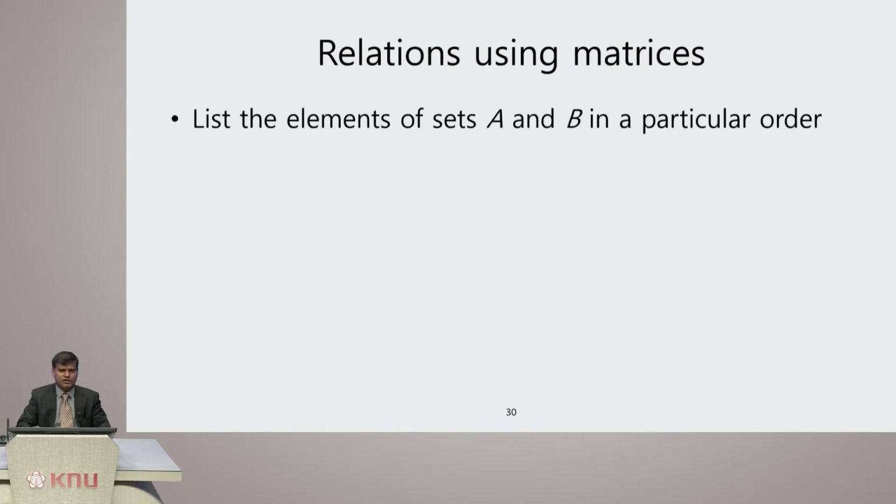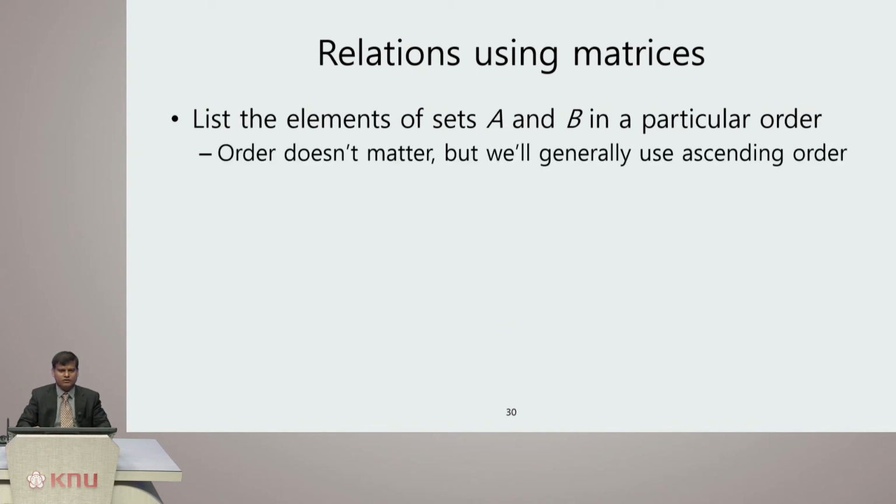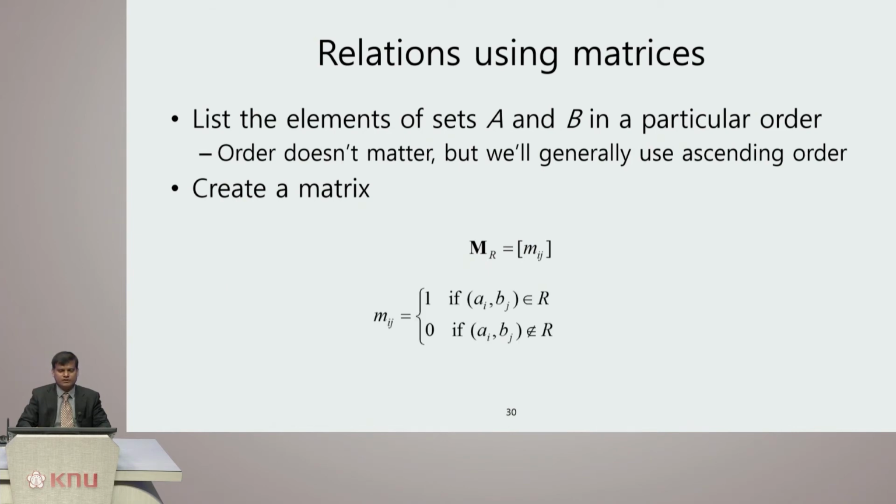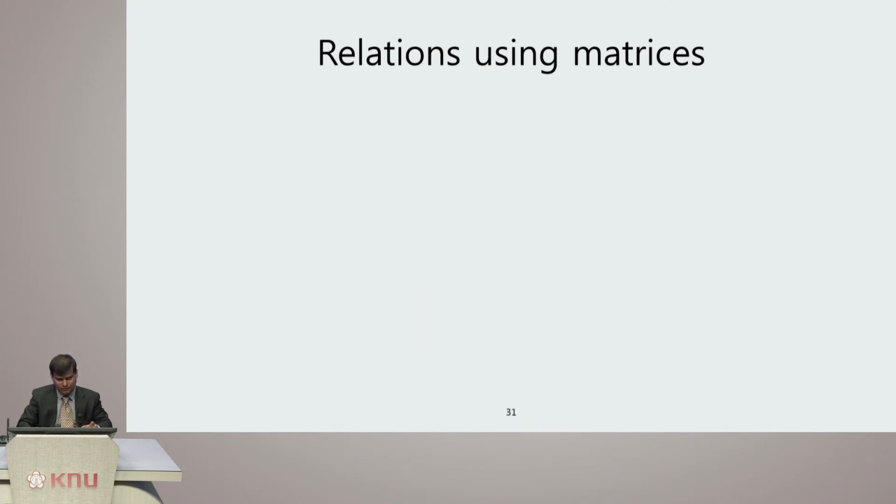Let's talk about establishing relationships using matrices. List the elements of sets A and B in a particular order. The order doesn't matter, but we generally use ascending order. Let's create this matrix MR with entries Mij, where Mij is 1 if (a, b) is an element of R, and it's 0 when it's not an element of R.